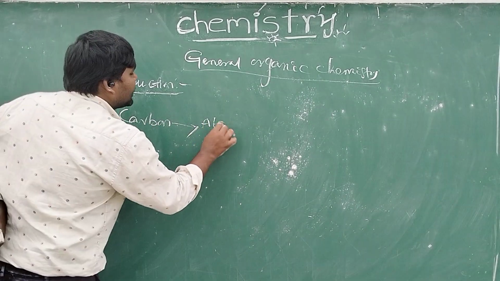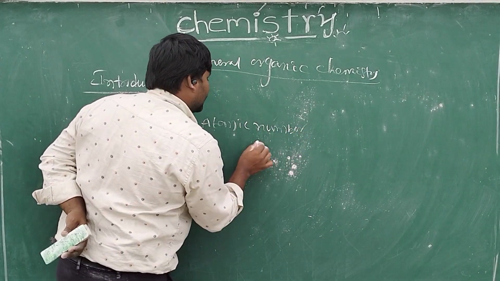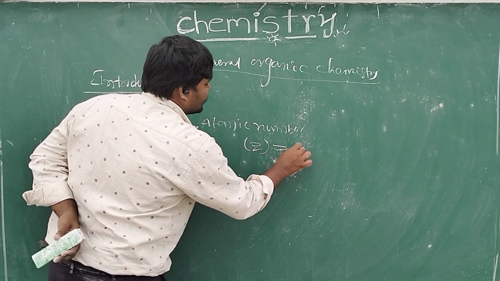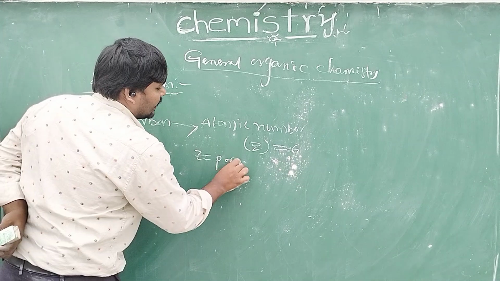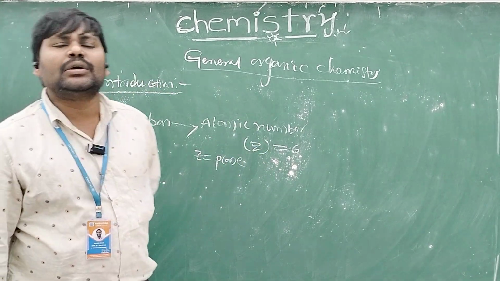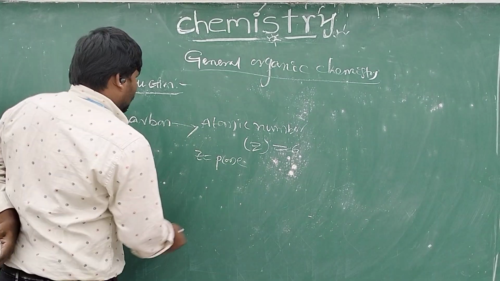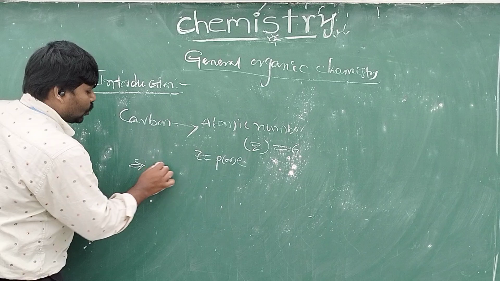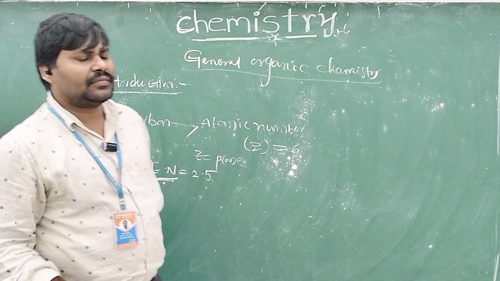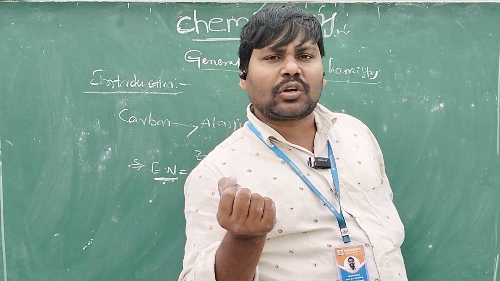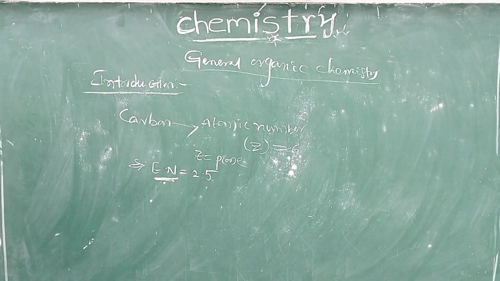The atomic number of carbon is 6. What is atomic number, sir? The number of protons or electrons present in an atom. Carbon is a non-metal. The electronegativity of carbon is 2.5. What is electronegativity? The ability of an atom to attract the electron pair towards itself is called electronegativity.